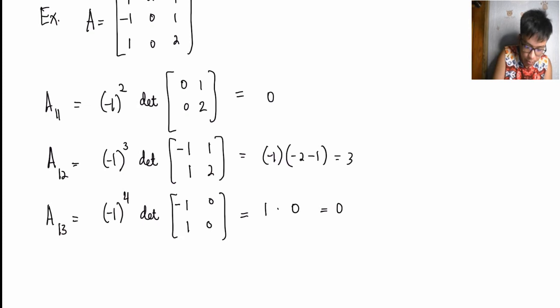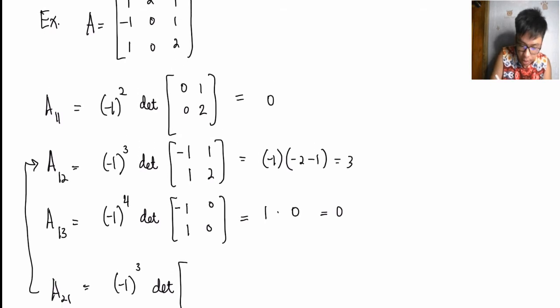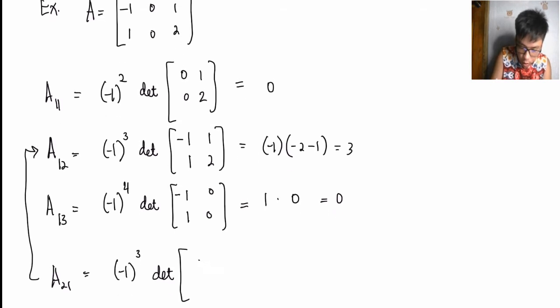Next is A21. That's (-1) to the 3, and the determinant of... Don't be confused between A12 and A21. On A12, you remove row 1 and column 2. Here, you remove row 2 and column 1. When you remove row 2 and column 1, what you're left with is 2 1 0 2. And this is negative 1 times 4, so that's equal to negative 4.